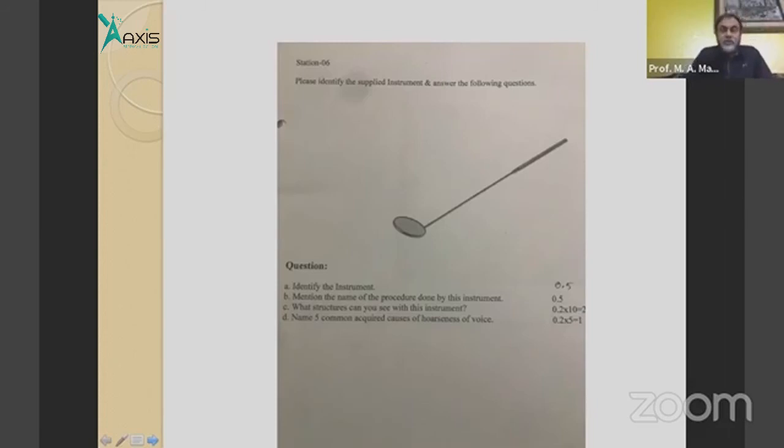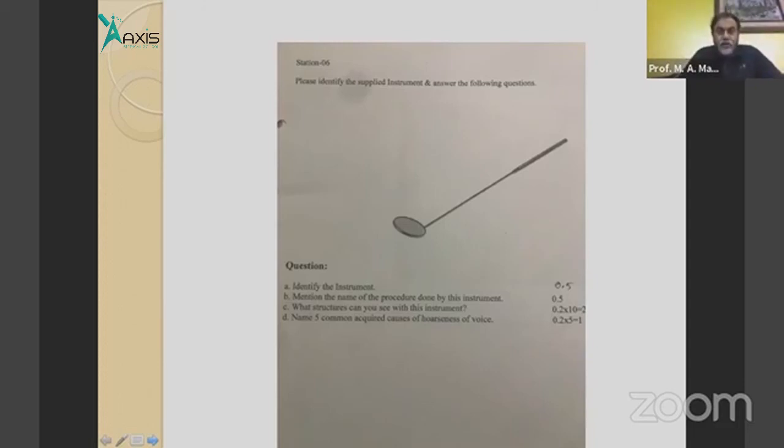What structures can you see with this instrument? We usually ask this question in the oral exam. Draw and label a picture of what you can see with this laryngeal mirror. So you have to practice this one. You have to practice the epiglottis, aryepiglottic fold, false vocal cords, true vocal cords, tracheal rings, base of the tongue, valleculae, and down is the piriform fossa. So all the structures are written. You can practice this one. So these are the structures seen by the instrument.